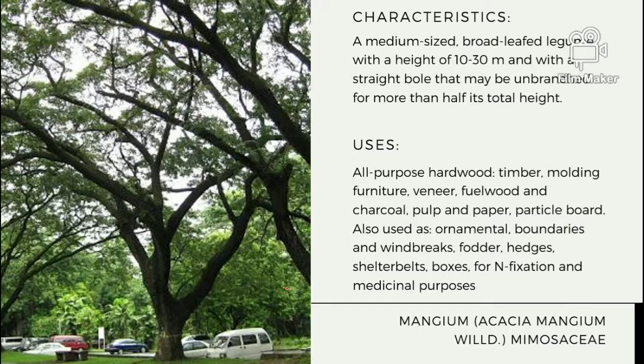Acacia mangium, or mangium, is a medium-sized broadleaf legume with a height of 10 to 30 meters and a straight bole that may be unbranched for more than half of its total height. The purpose of this is for timber, molding, furniture, veneer, fuel wood, and charcoal. For paper as well, it can be used as an ornamental tree, boundaries, and a windbreaker, and more. It's also medicinal.